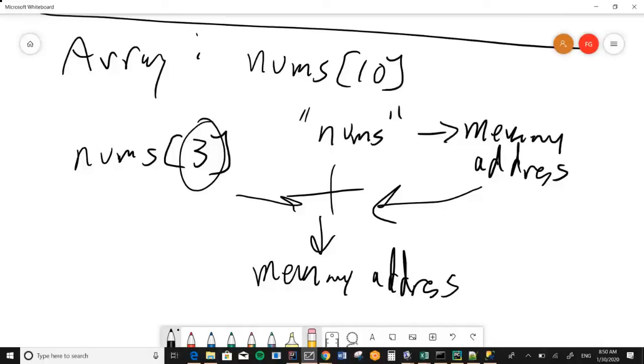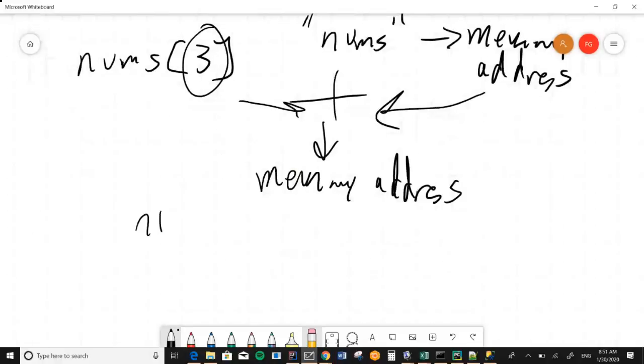Something else that falls out of this is why arrays start at 0. Nums bracket 0 just means take the memory address for where the array starts, add 0 to it, and use that. So that's why arrays start at 0. There's nothing deeper than that. But it became the habit, and so now that's what we do.